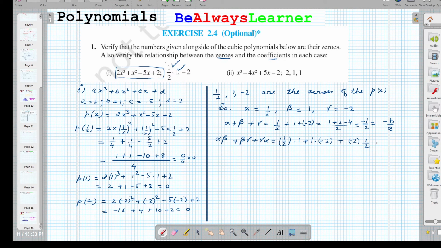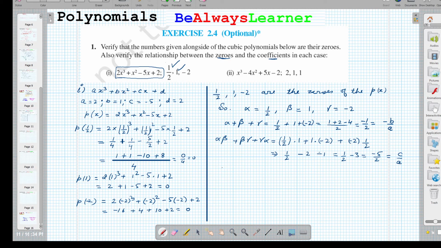So after addition of all these, the next step will lead to 1 by 2 minus 2, and this will be minus 1. First, to cancel out, after addition of these two, this will be minus 3. So this leads to 5 by 2 with negative sign, and this is nothing but C by A.